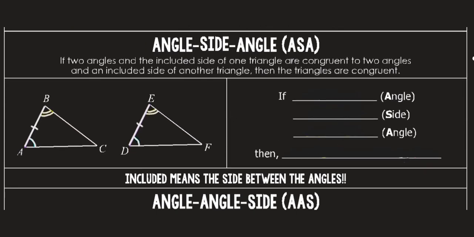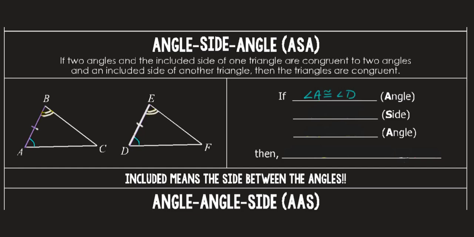Next we have angle side angle, or ASA. If two angles and the included side of one triangle are congruent to two angles and the included side of another triangle, then the triangles are congruent. So in this example, we have angle A is congruent to angle D.